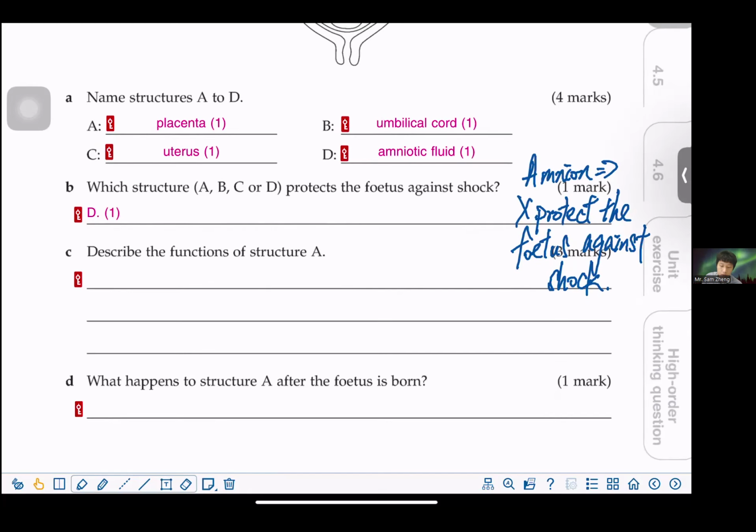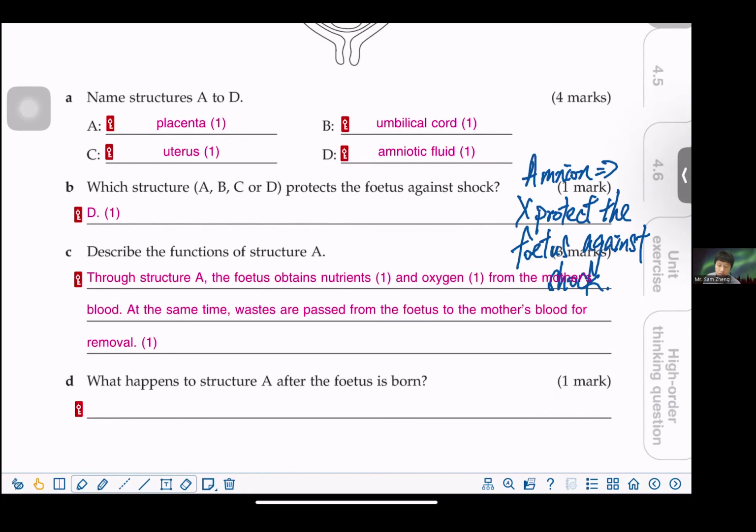What is the major function of structure A? For structure A, the placenta, the major function is that through structure A, the fetus can obtain nutrients and oxygen from the mother's blood. At the same time, waste is passed from the fetus to the mother's blood for removal. So it is an exchange of blood. The waste from the fetus, for example carbon dioxide and other waste from metabolic reactions, will be passed to the mother's blood for removal.